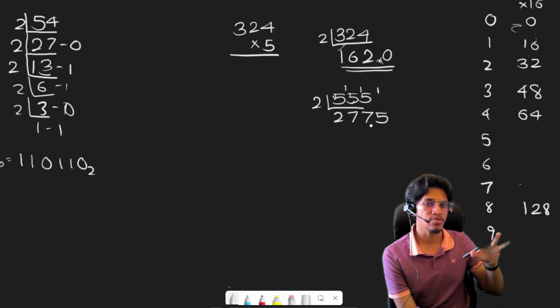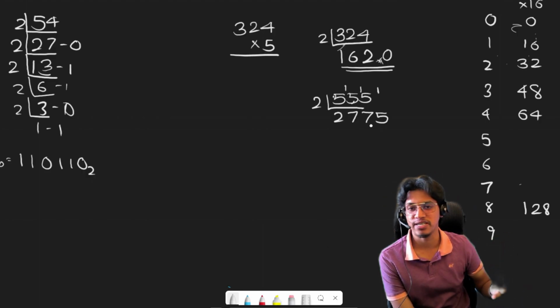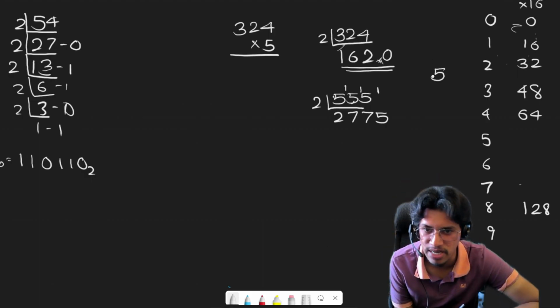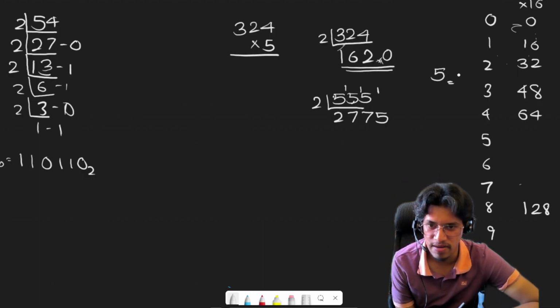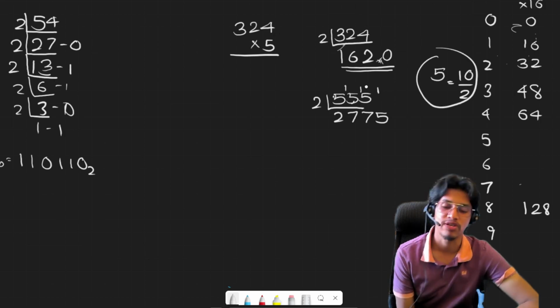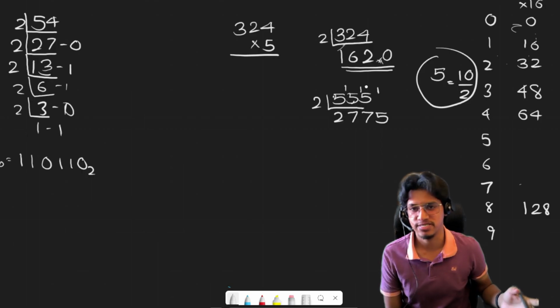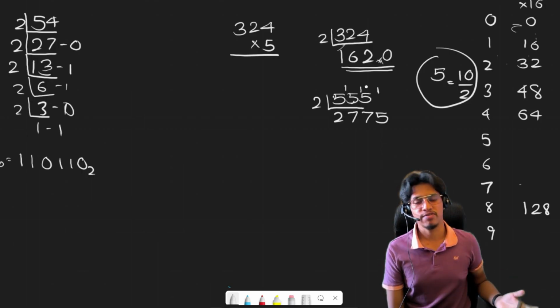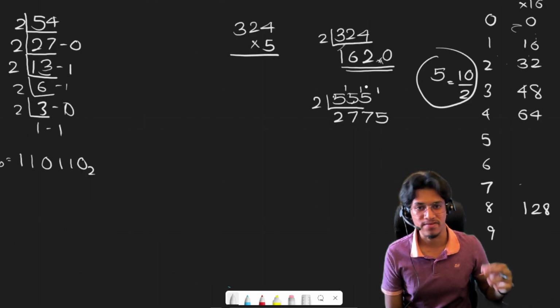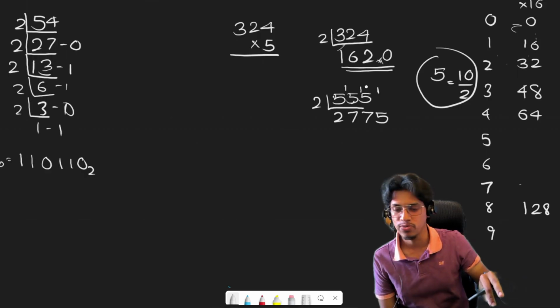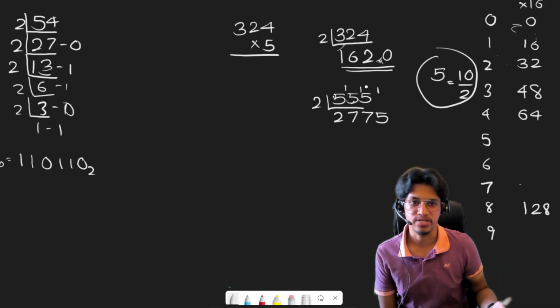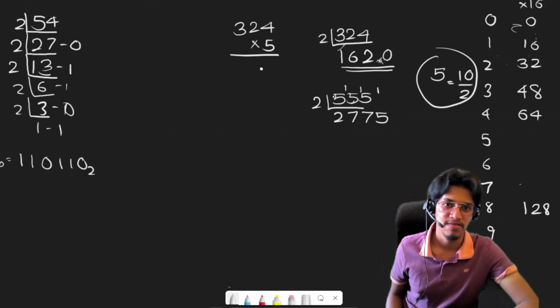What happens here is 5 is equal to 10 divided by 2. So this is not computer science, this is actually maths. So what I'm doing is I divide by 2 and multiply by 10. That is how I get the values faster without multiplying.